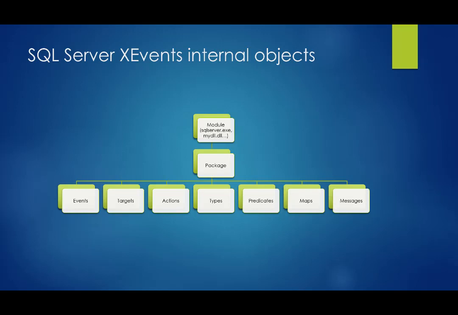The highest level object is the module, which may be an executable such as SQLServer.exe or a DLL such as SQLDK.dll. A package is a container that contains all of the lowest level objects such as events. One module can in fact present multiple packages. So there's a one-to-many relationship between the module and the package.